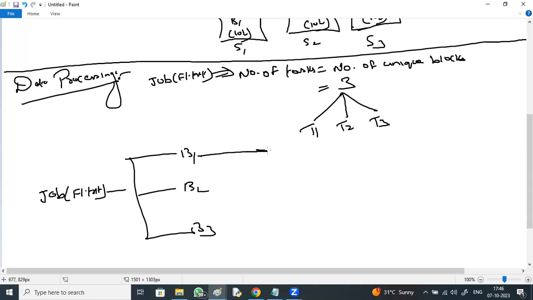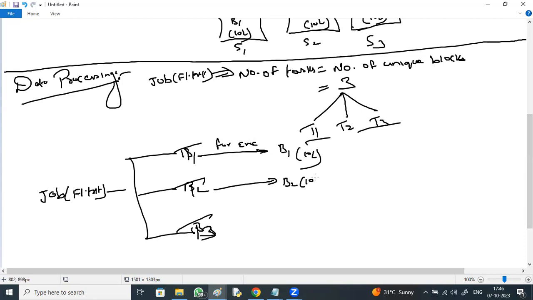Okay, B1. The job is divided into T1, T2, and T3 tasks. How is the job divided into 3 tasks? The T1 task is for executing B1's 10 lakh records. The T2 task is for executing B2's 10 lakh records. The T3 task is for executing B3's 10 lakh records.